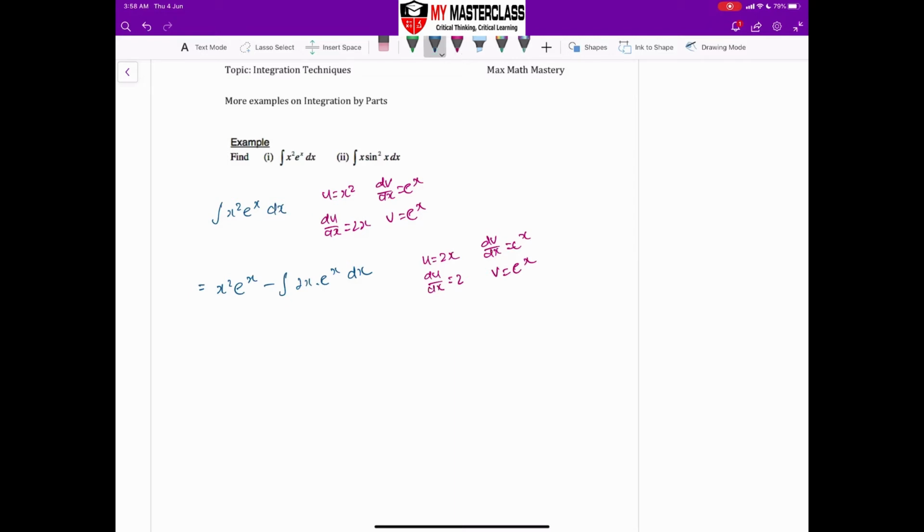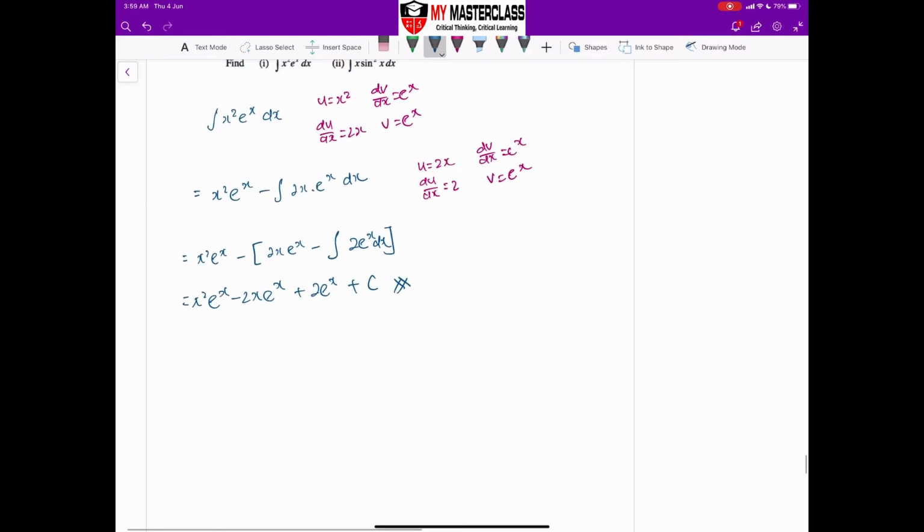So I'm going to write down the formula, x squared e^x, minus, put a big bracket sign, if not you're going to get a careless mistake. uv, so it's 2x e^x minus the integral of v du/dx, so it'll be 2 times e^x dx. So expand out the bracket, plus the integral of 2e^x will then be plus 2e^x plus c. Take off the bracket so you don't get a careless mistake on the negative sign.